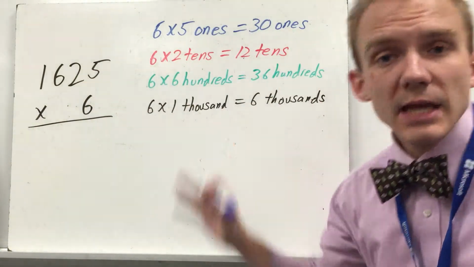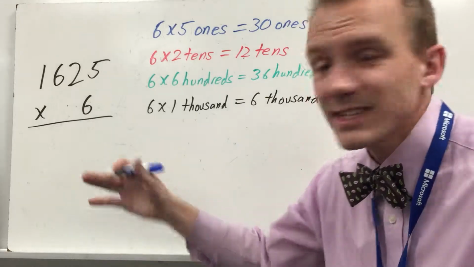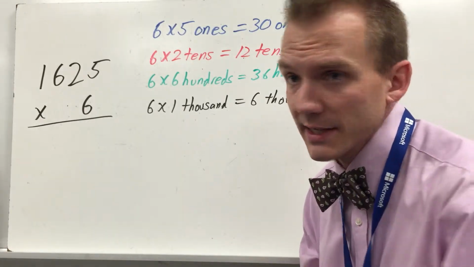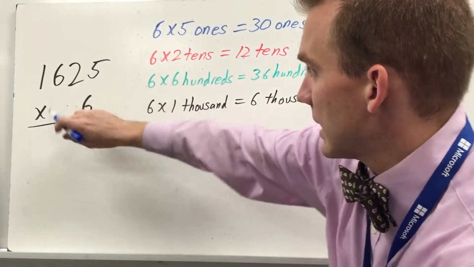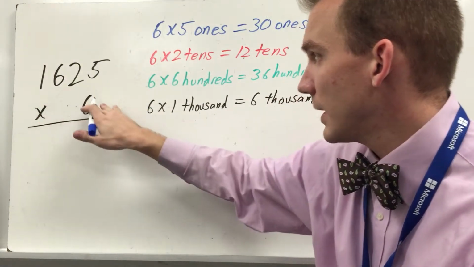Now I'm going to show you kind of the same way, but how most people call the standard algorithm. The standard way to do this just takes up less space. It's the exact same process. You take 6 and you're going to multiply by 1,625. Well, you're multiplying 6 times every digit.